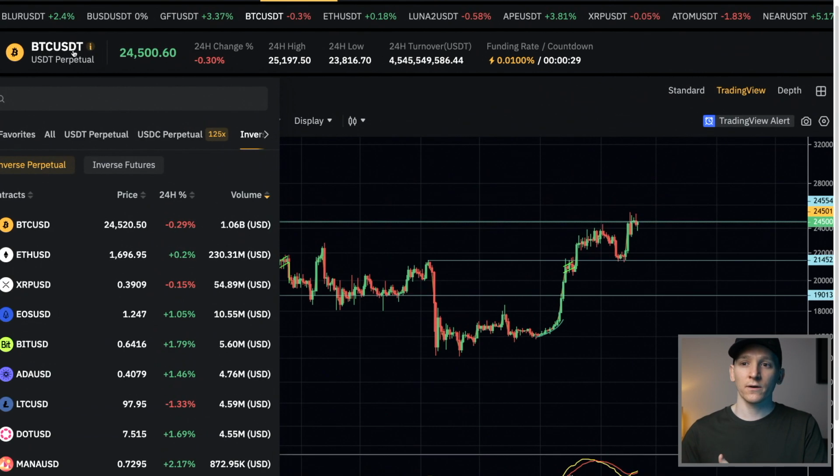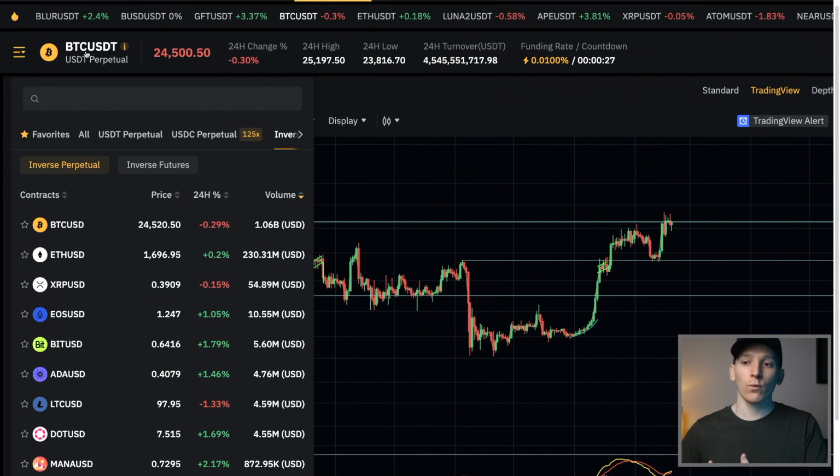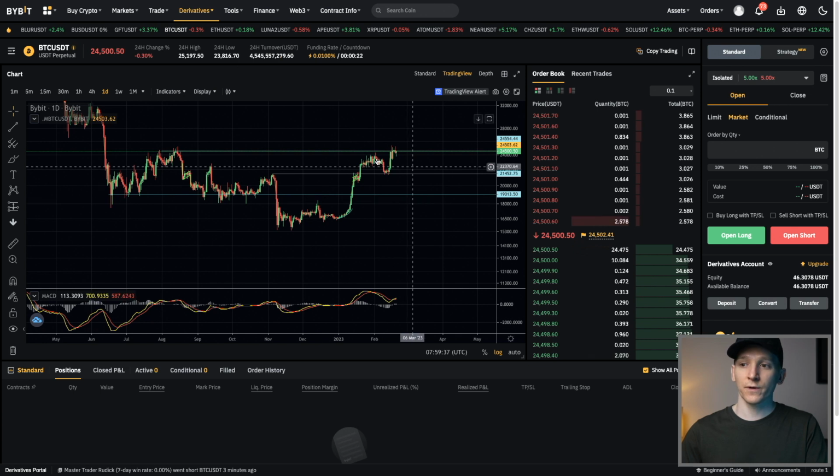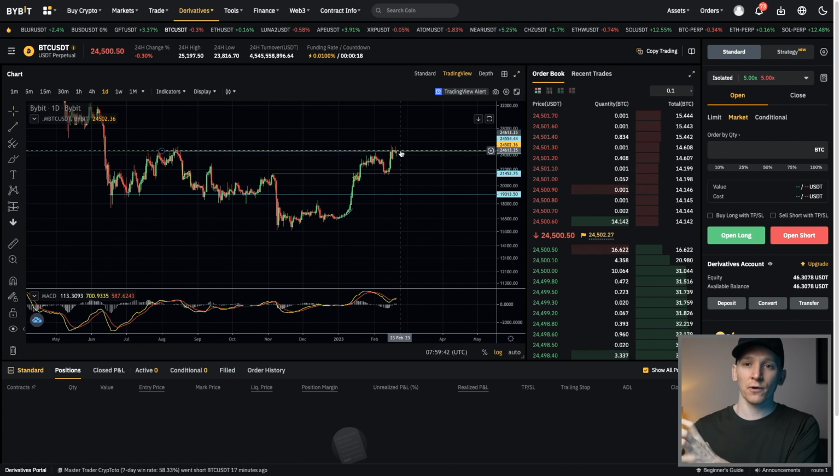So the first thing we can look at actually is how we fund these trades. So with derivatives and futures, which we're trading here and trading on leverage, what we're doing is taking a position on the price, and then we are funding that position with some collateral that we have.